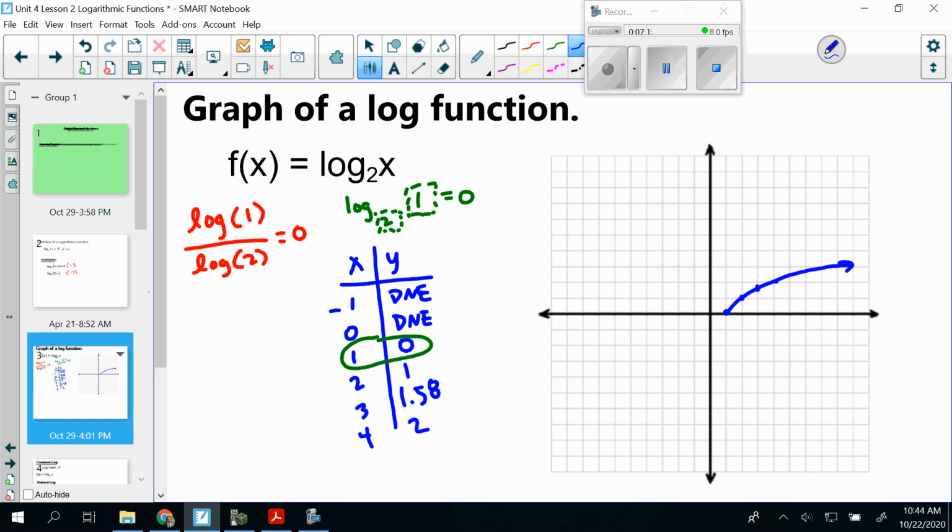On this other side, we don't have any values over here because remember there's no values for negatives, and there's no value for 0, but we do have values that are these numbers between 0 and 1, and what you see when you graph it is that these will approach 0 but never quite touch that. So that's what the graph looks like here.